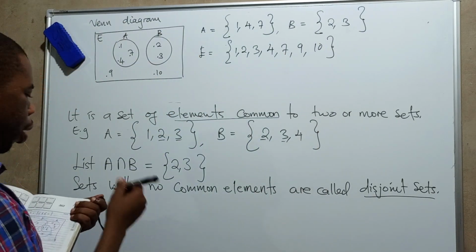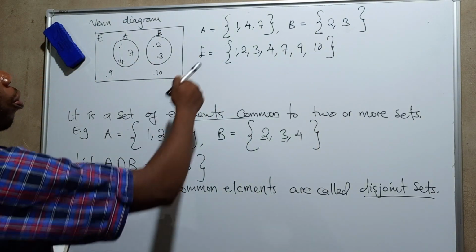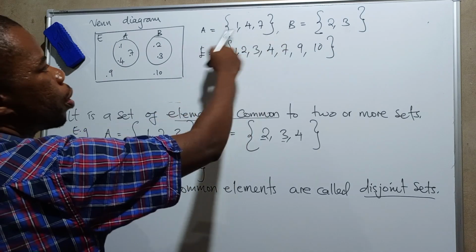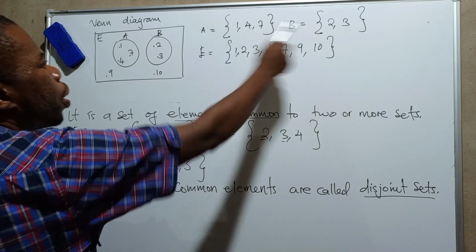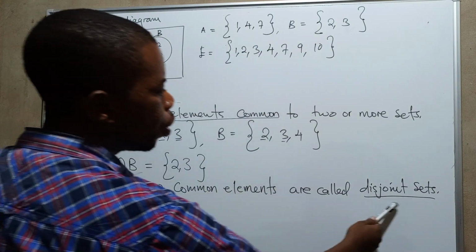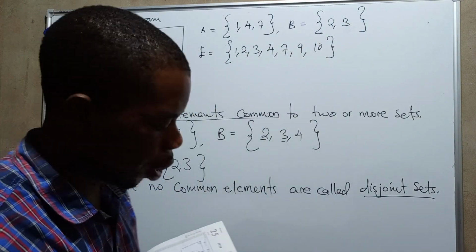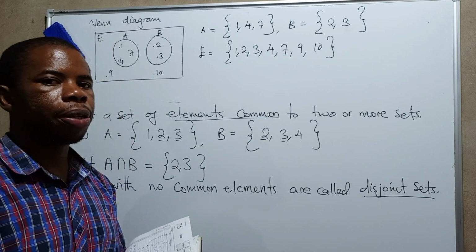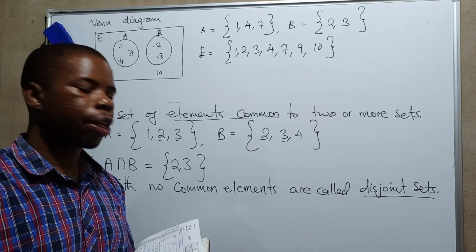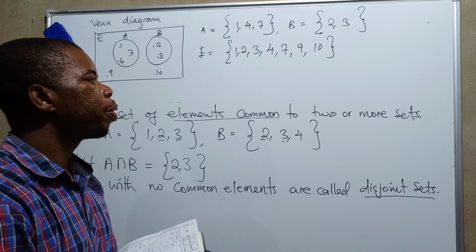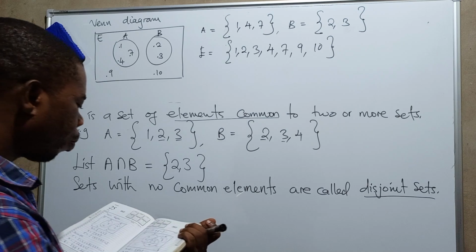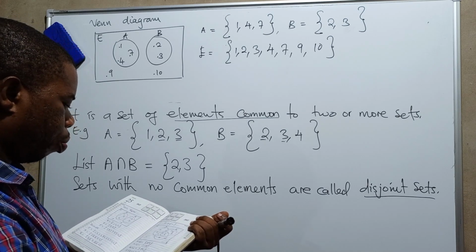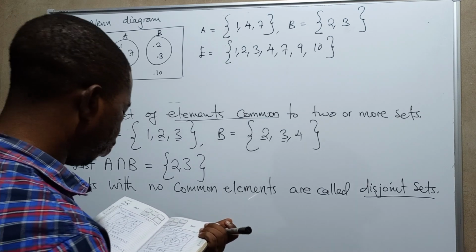So when we look at these small sets, not the universal, these subsets, set A and set B, there is nothing common. So such sets can be referred to as disjoint sets, guys. I hope this is making sense. So let's do more examples here.